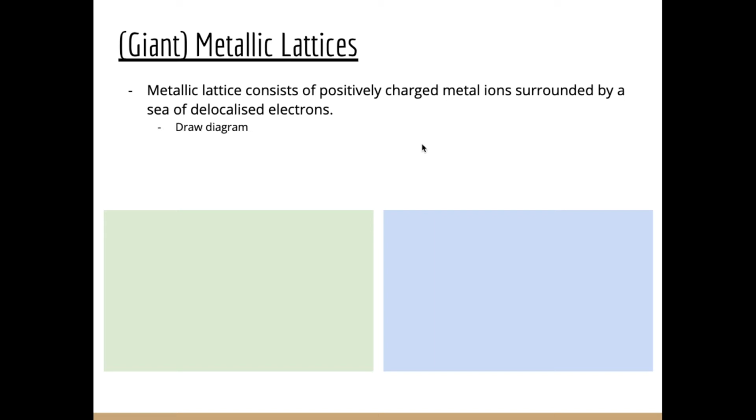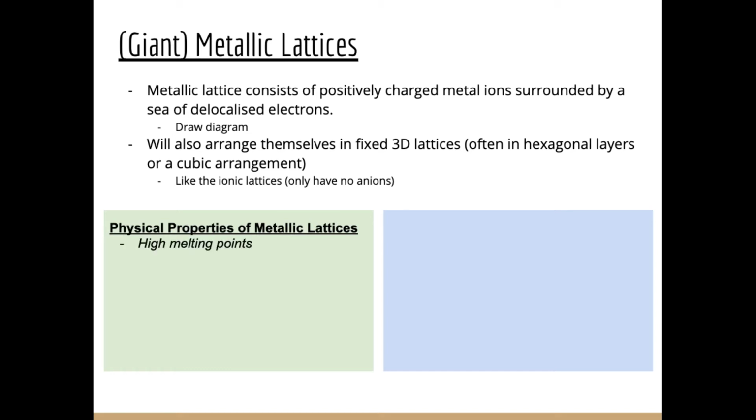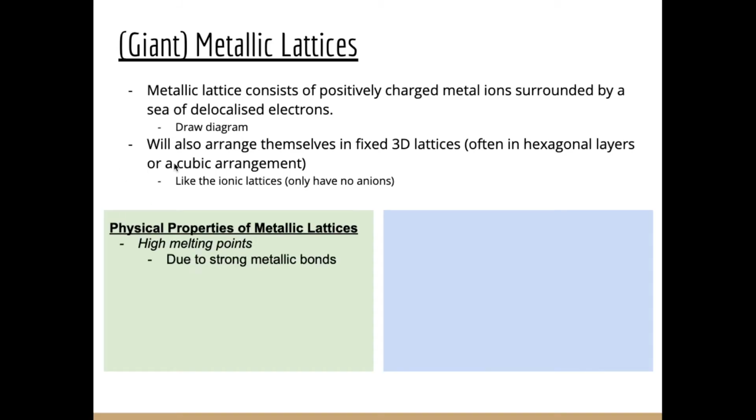So we have our metallic lattice where they arrange themselves in fixed three-dimensional lattices very similarly to what the ionic lattices did, often in hexagonal layers or a cubic arrangement. Rightio, so we can rationalize a bunch of physical properties that we observe in metals, such as their high melting points. Strong force of attraction between the electrons and the cations means a lot of energy is needed to go from the solid to the liquid phase or from the liquid to the gaseous phase, thus high melting points.